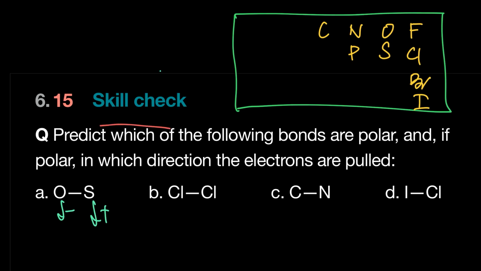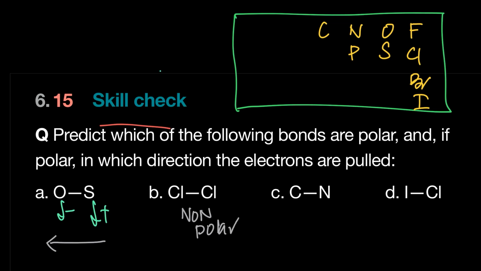Then uske baad, these two are the same elements, that means they have the exact same electronegativity, that means this bond will be non-polar. Acha, the electrons obviously are pulled in the direction of oxygen, if I were to ask this. And if polar, which direction the electrons pulled, they pull towards oxygen. Here this is non-polar.